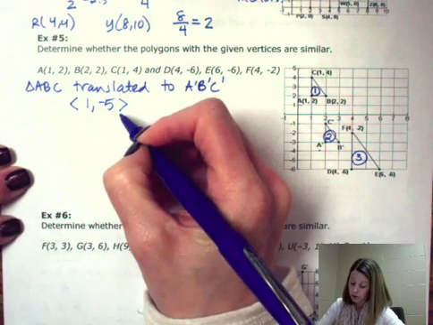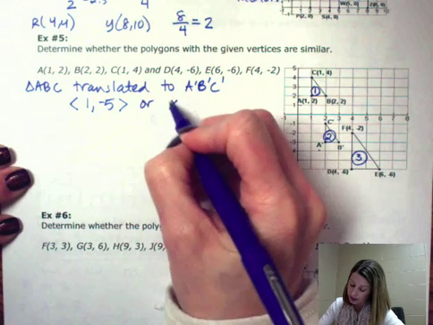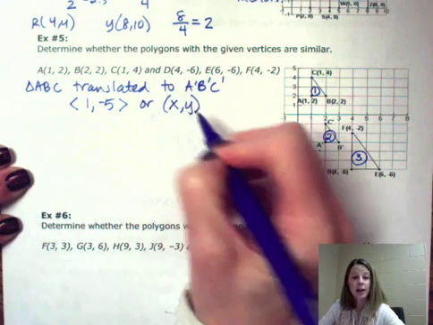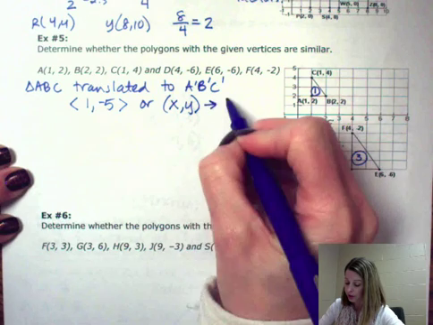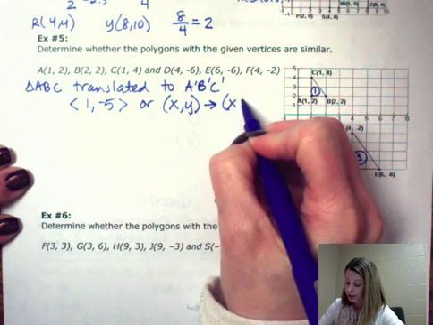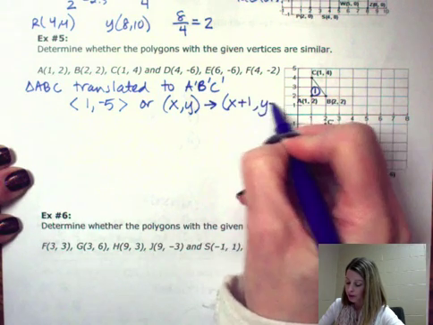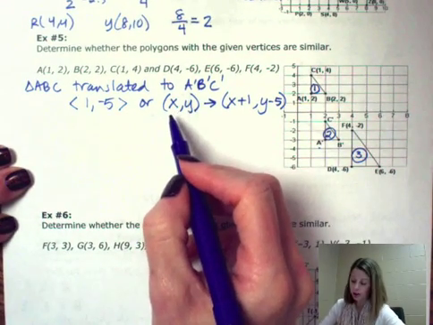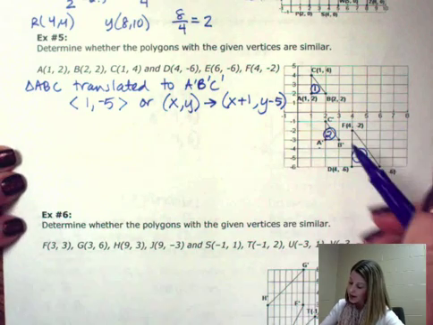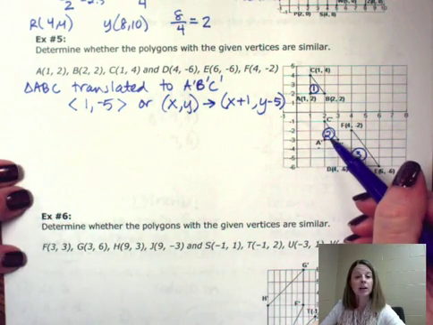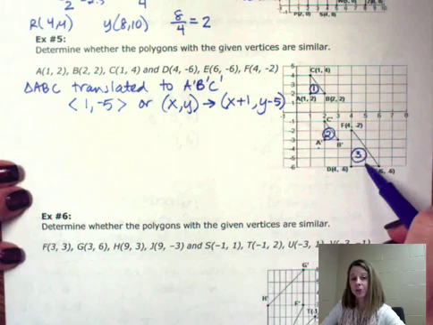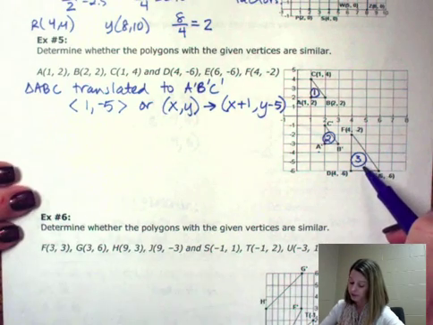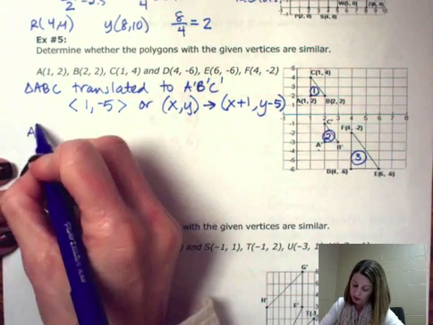Okay, there's my vector, or I could describe it with coordinate notation. Every x, y mapped onto x plus 1, comma y minus 5. Either one of these will say that it was a translation. Now I need to look at the next part. Obviously this became larger, so this is probably a dilation, only if it's similar. So I'm going to write my ordered pairs down.